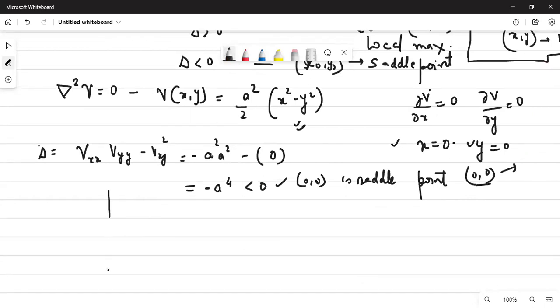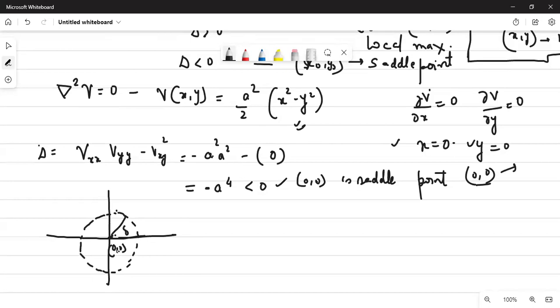So I'll reject it straight away. I'm just making a neighborhood of 0 comma 0. In the del neighborhood, I'm just showing an exaggerated view. So I'm taking a del neighborhood of 0 comma 0. So this is my del neighborhood of 0 comma 0.